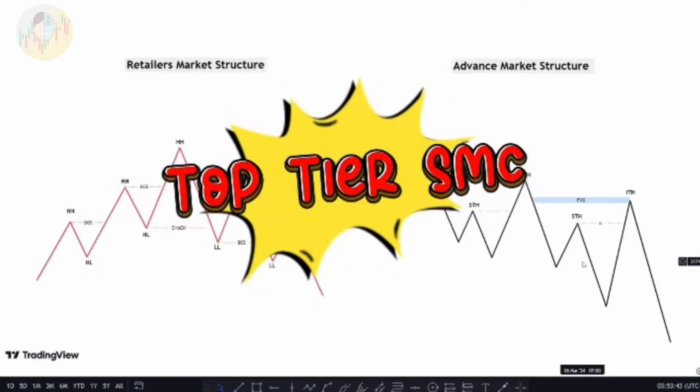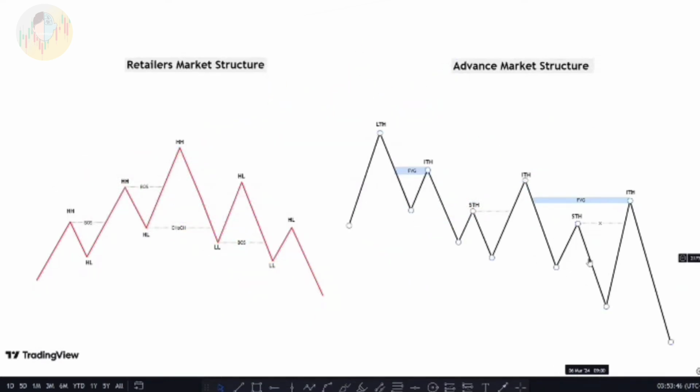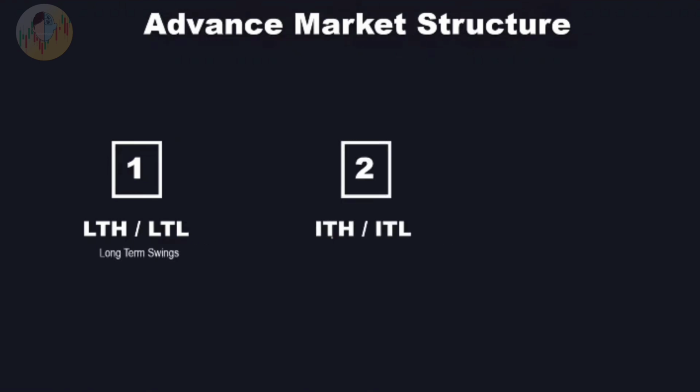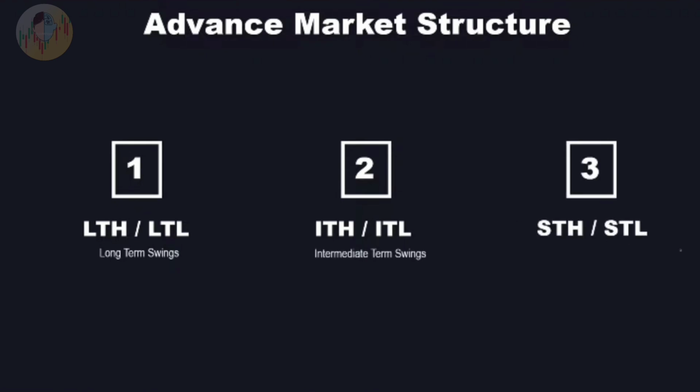The top tier SMC represents Elliott's market structure, so let's begin the video on advanced market structure. Advanced market structure consists of three components. First, long-term highs and long-term lows, which we refer to as long-term swings. Second, intermediate-term highs and intermediate-term lows, known as intermediate-term swings. And third, short-term highs and short-term lows, which we call short-term swings. Among these, the most crucial is the intermediate-term swing.